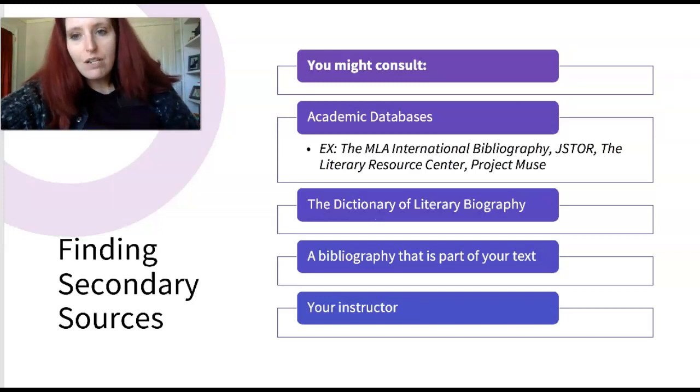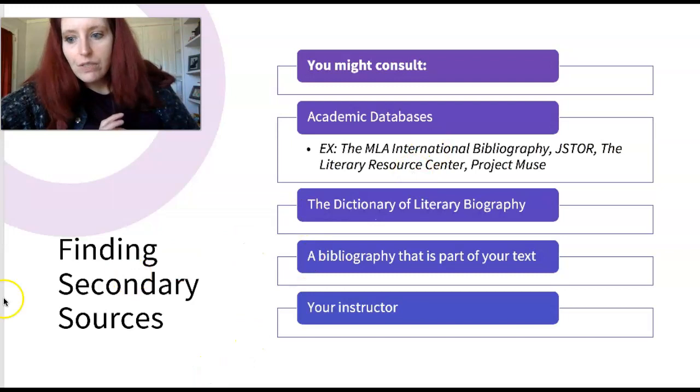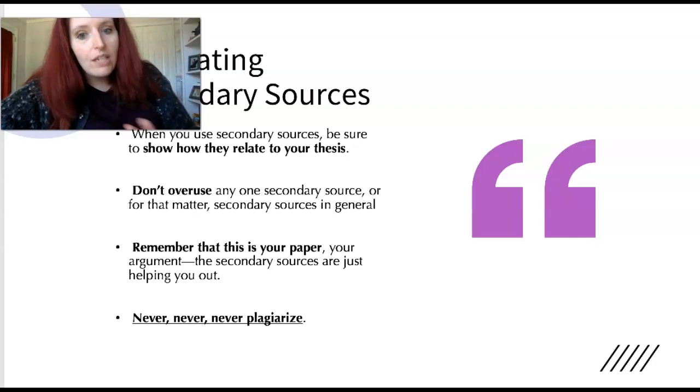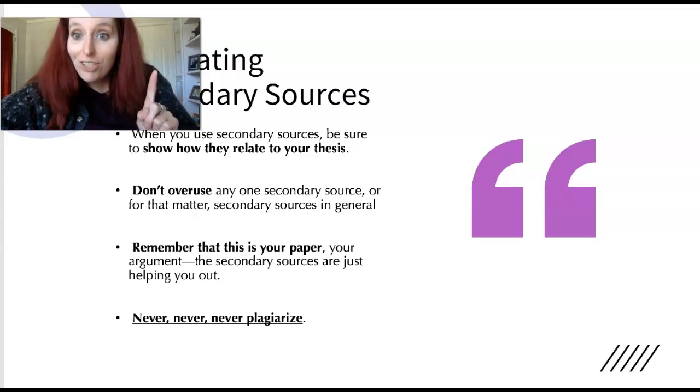So you can always find secondary sources. The best place to start is probably with the academic databases, and there are some good examples of literary sources. You also want to make sure that you integrate your secondary sources to show how they relate to your thesis. You don't want to overuse any secondary source, and remember that it is your paper, it is your argument. The secondary sources are just helping you out, and never, ever, ever plagiarize.